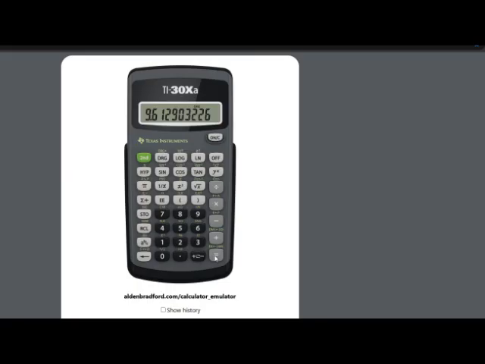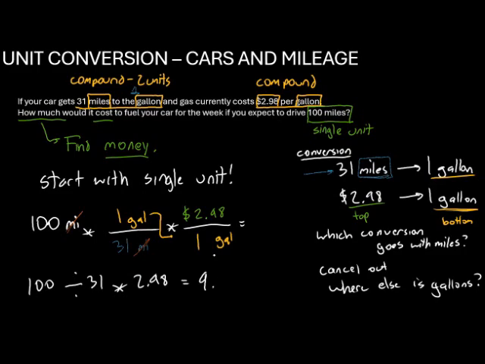This gives me a really long decimal, but we're going to change this to dollars and cents. Since I'm doing dollars and cents, I only need 2 decimal places. So we'll say 9.61, and since the number after the 1 is below 5, we'll round down. So my answer will be $9.61. This will be my cost for fueling my car for the week.